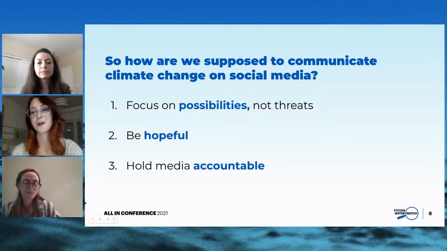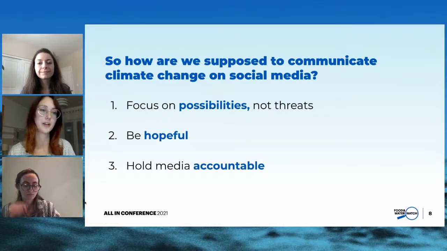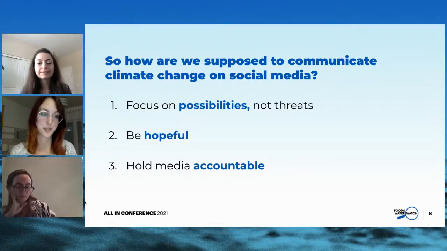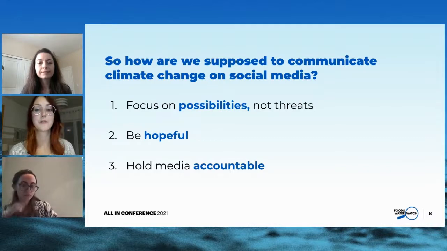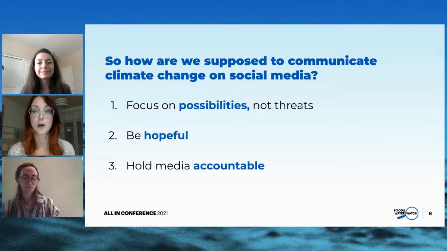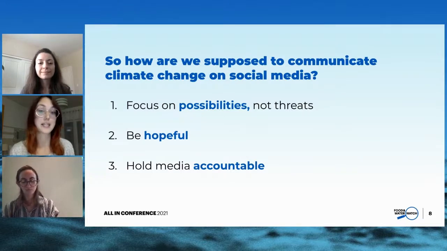So how are we supposed to communicate climate change on social media? It can be a tricky one, but from a psychological point of view, these three factors are the most important ones. Firstly, focus on possibilities rather than threats. Activism works, and whenever a success happens, it's really important to celebrate it.